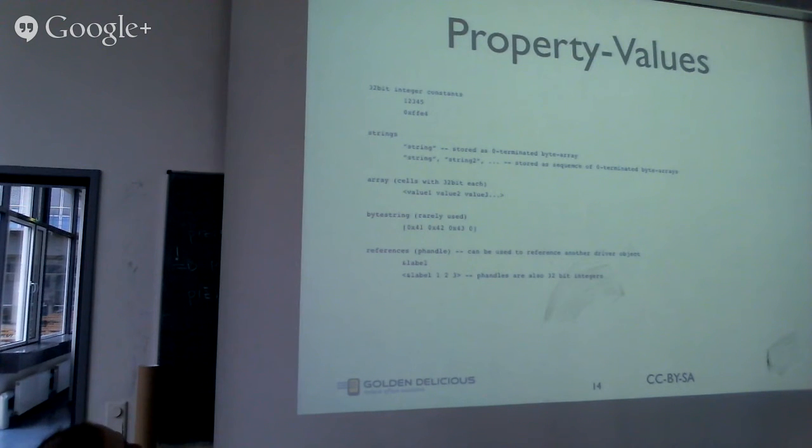You can specify them in decimal or hex. Then strings, they are stored as zero-terminated byte arrays. We can also specify multiple strings. They are simply stored as a sequence of such byte arrays. And what is not visible from here is that the API allows you to find out how long the full property value is. So it knows where the property starts, and then it can just count the number of zeros to know how many.